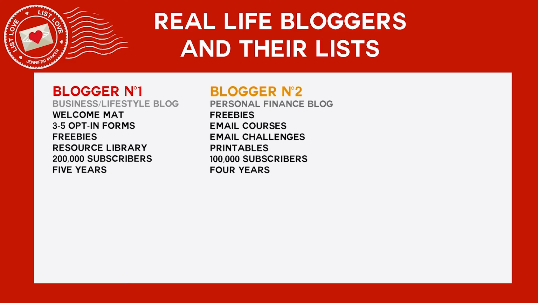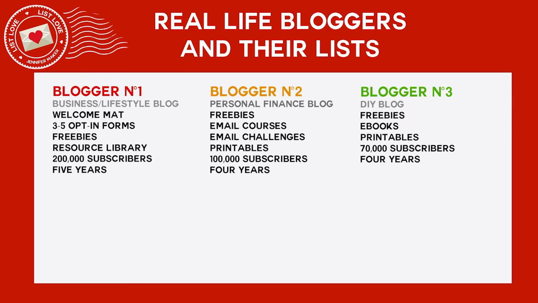Blogger number 2 is a personal finance blogger. She uses a lot of freebies such as email courses, email challenges, and printables. Her mailing list is 100,000 subscribers, and she's been blogging for about 4 years. Blogger number 3 is a DIY blogger. She uses opt-in freebies like free ebooks and printables to build her mailing list. Her mailing list is about 70,000 subscribers, and she's been blogging for about 4 years.